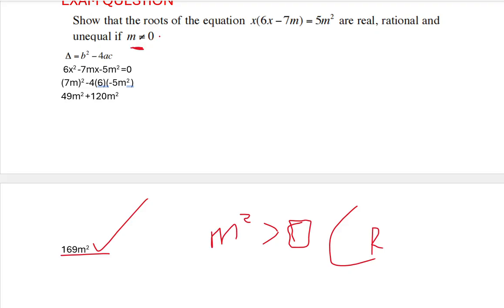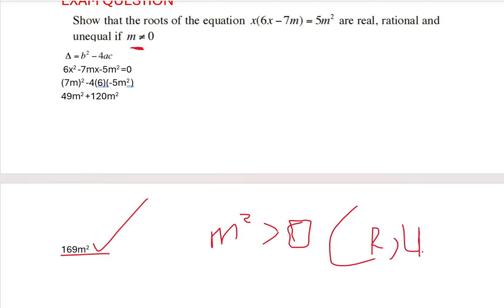But then since they said m is not equal to 0, this will not give us 0. Let's assume that m is maybe 3, then 3 squared is 9 times 169. It will never give us 0 because m is not equal to 0. Therefore, they are unequal because we will never get 0 from here.